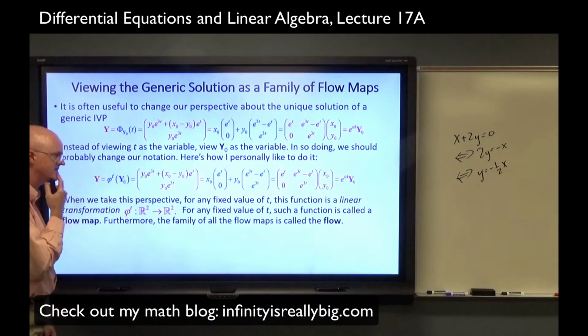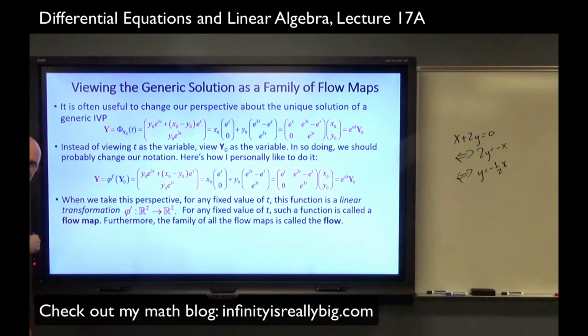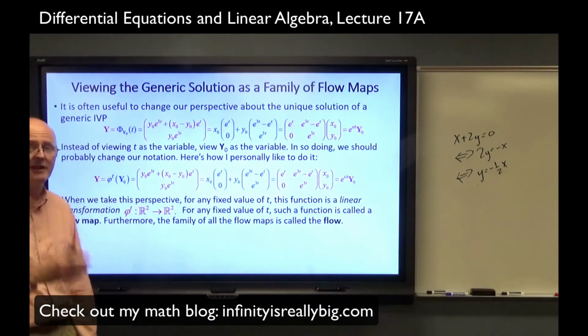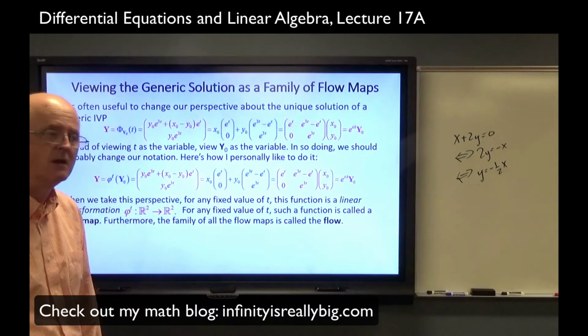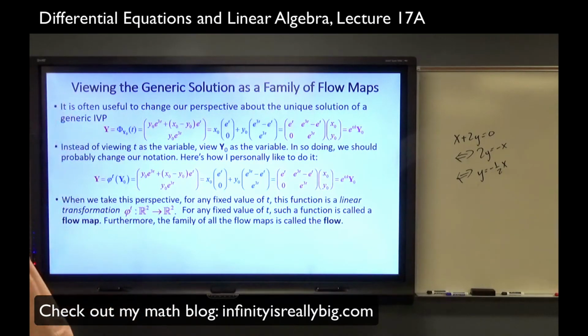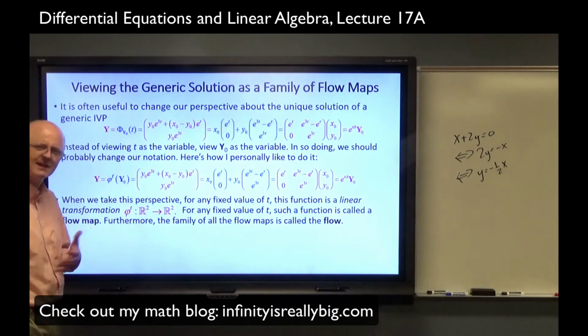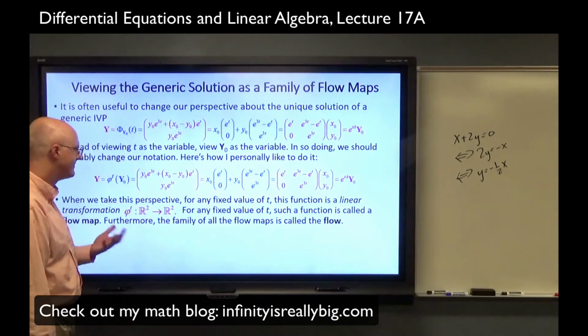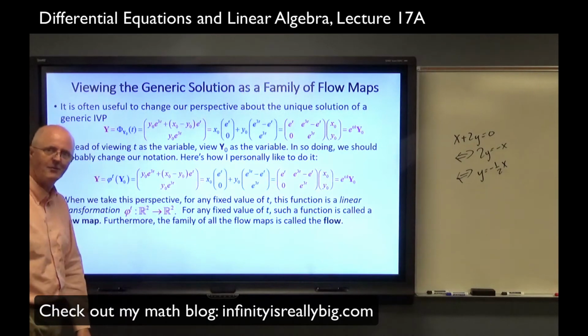For any fixed value of t, such a function is called a flow map. Though I will tell you the most common value of t to pick is 1, but you can really pick any value of t that you want. Furthermore, the family of all the flow maps, all these functions for all values of t, that's a collection of functions that has a shorter name, it's just called the flow.